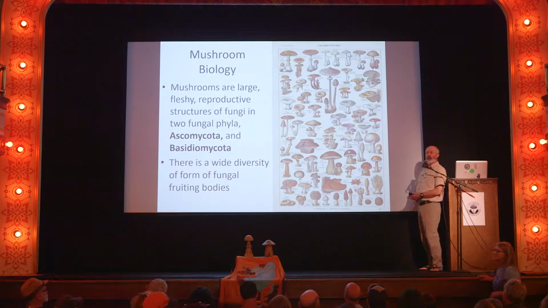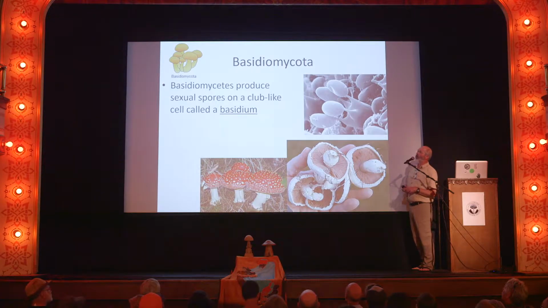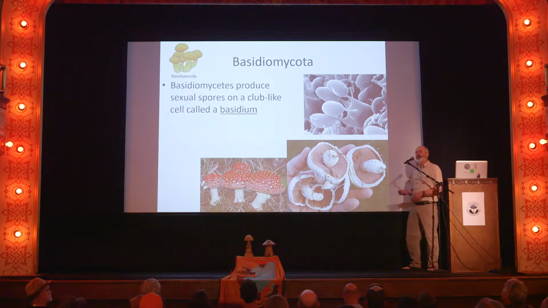Okay, mushrooms are reproductive structures. There are two groups of fungi that make mushrooms. They're called Ascomycota and Basidiomycota, and I'll just give you a brief definition of what those are in a second. And mushrooms are just the reproductive structures, okay? So Basidiomycota, if we look at just this group first, there's about 30,000 described species. They're not all mushrooms. Most mushrooms are in this group.